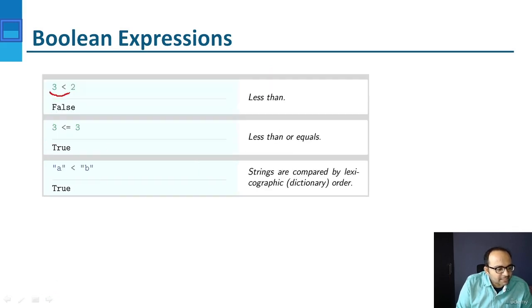And next, 3 < 2, condition is false. 3 <= 3, condition is true. And 'A' is compared with 'B'. 'A' is less than 'B'. So lexicographically 'A' is less than 'B', right? So this is going to produce true.